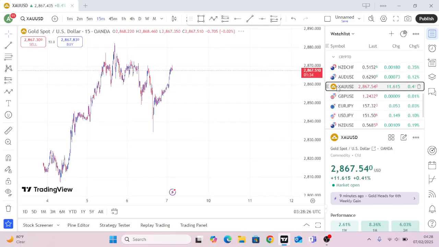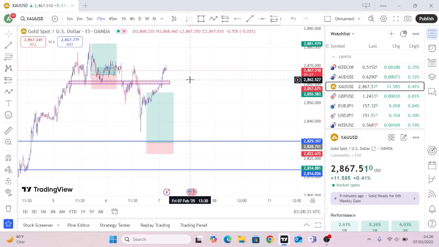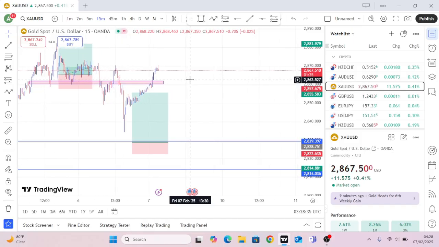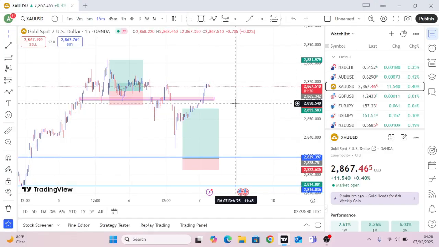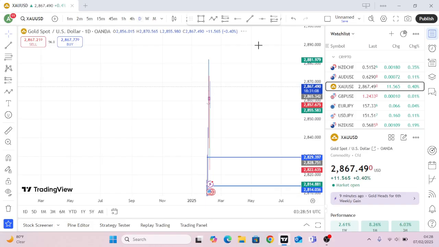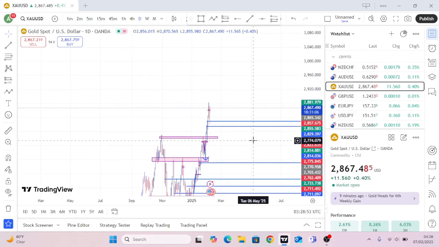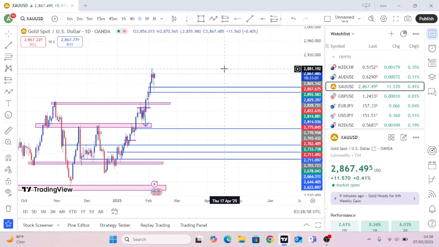XAU USD. Okay. I was expecting a break above from XAU USD, and it seems like I have gotten that break above. So XAU USD is going to the upside. Yeah, for sure. I'm not really expecting any trades for now from XAU USD, but it is most likely going to the upside because it has been on an uptrend for a very long time. So there's nothing to trade against the trend.